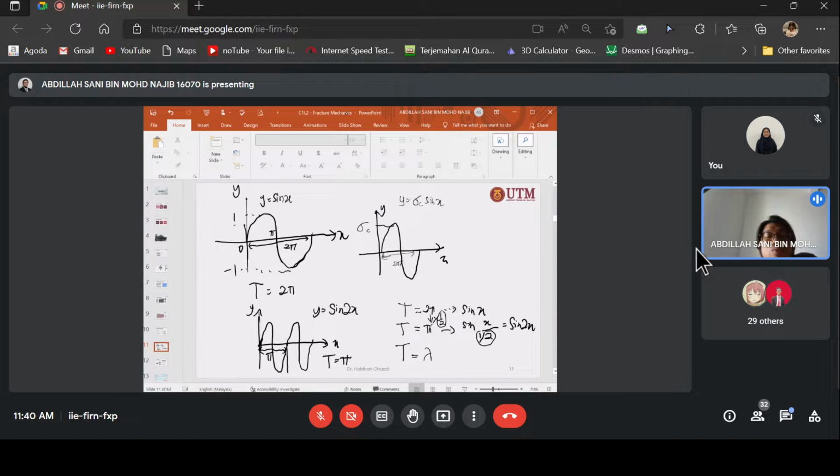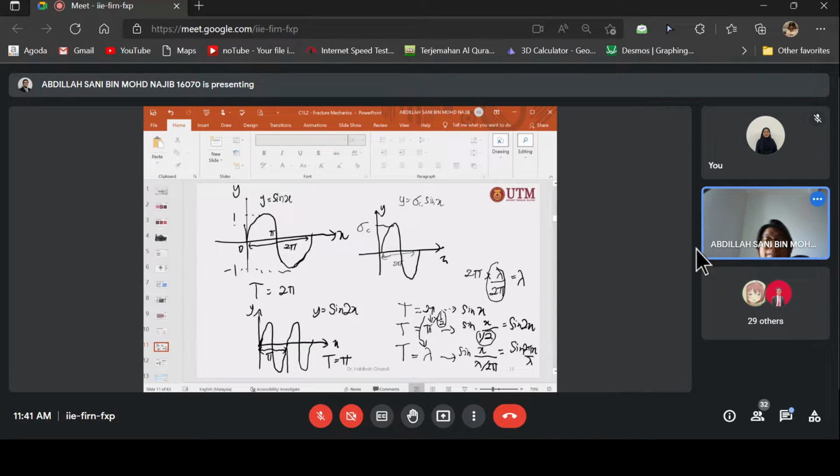So this multiplication needs to be divided in the sine function. So you divide by lambda over 2 pi. So eventually you get sine 2 pi x over lambda.